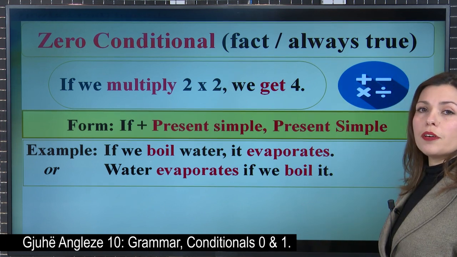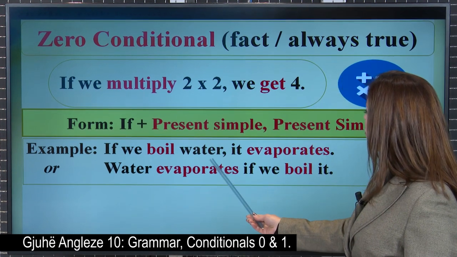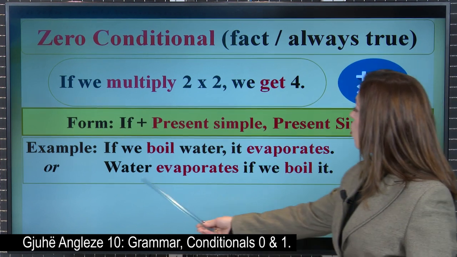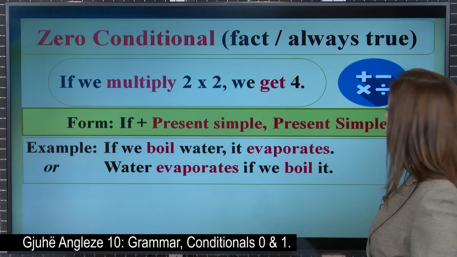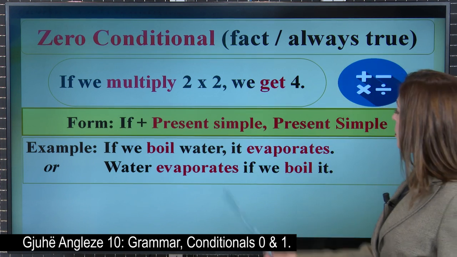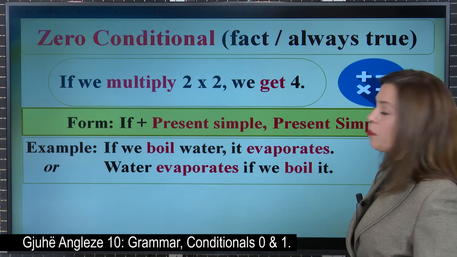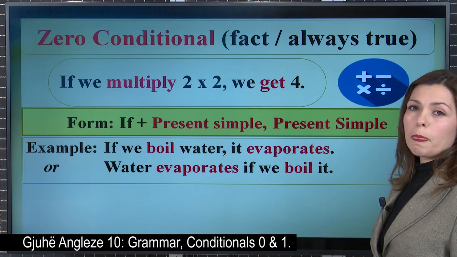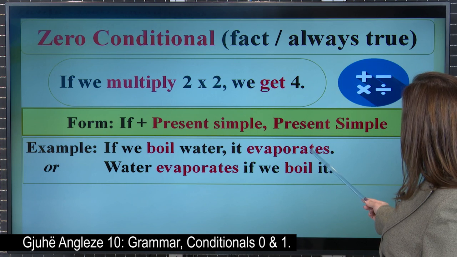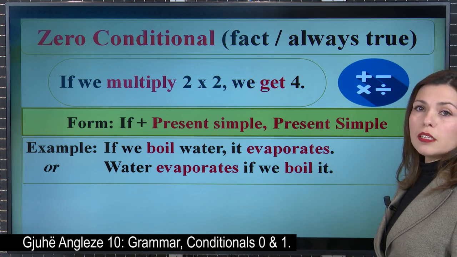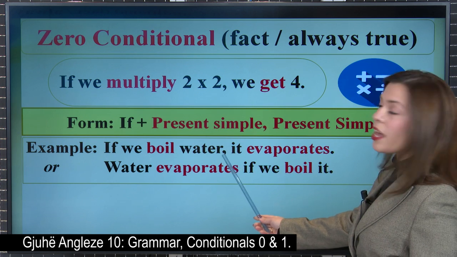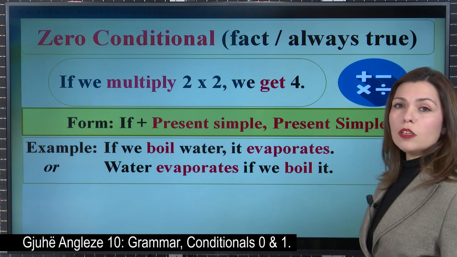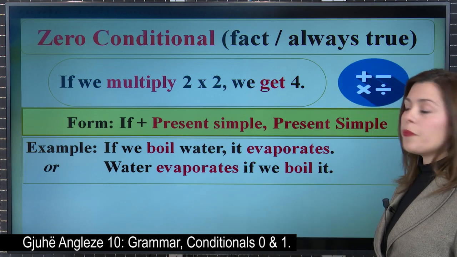So let's see that together. If we boil water, it evaporates. Or, said differently, water evaporates if we boil it. Again, we have the result clause, present simple, and the if clause, if plus present simple. What we see as a difference between the first sentence and the second sentence is that here in the middle we have a comma, whereas here, when the sentence starts with the result clause, we don't have a comma anymore.